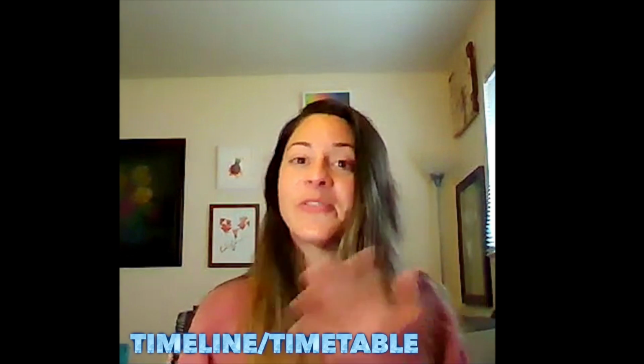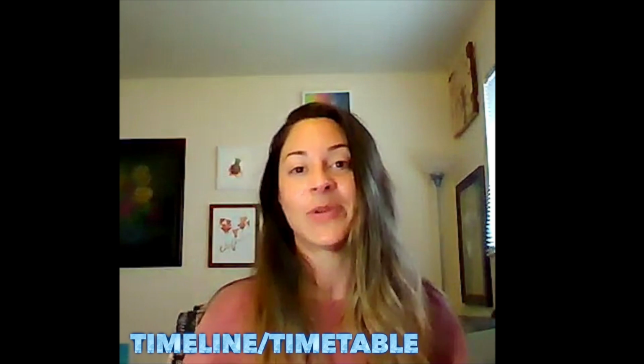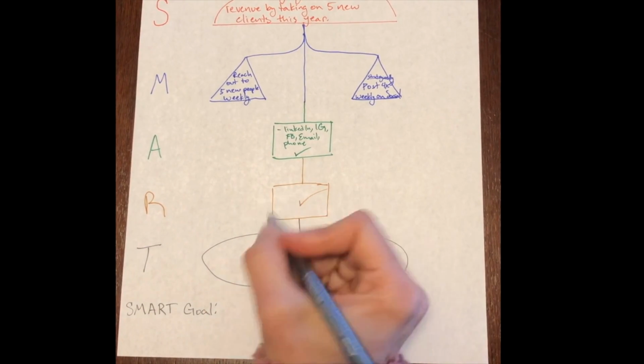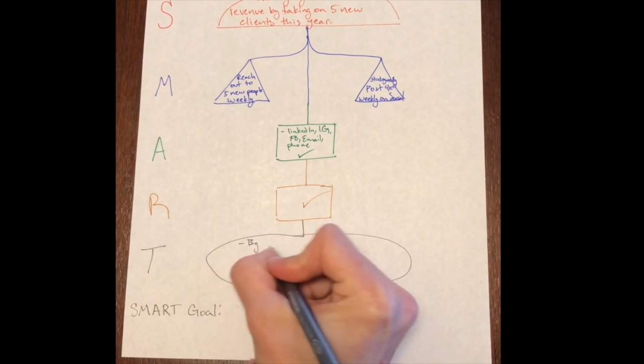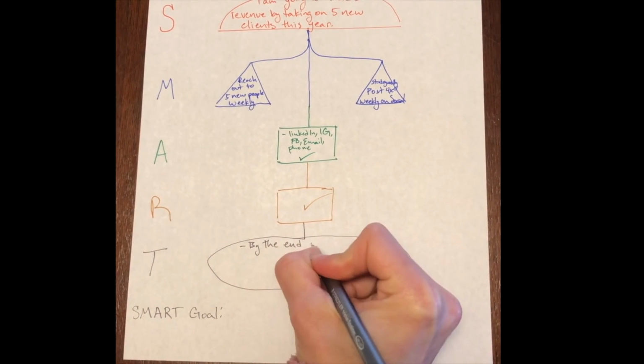And then our last piece is T for timeline or timetable. So this is where you're going to set yourself a deadline. This is where you're going to hold yourself accountable. This is where you're really going to tie everything together. So for myself, I want to increase revenue by the end of this year. So my deadline is going to be by the end of the year.